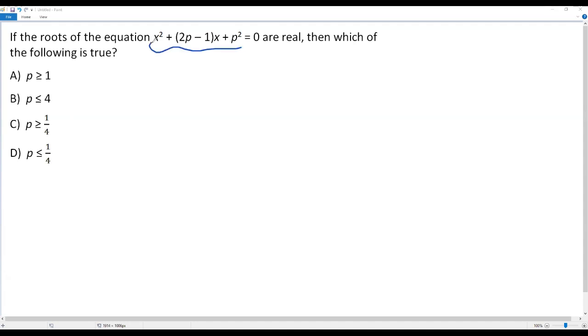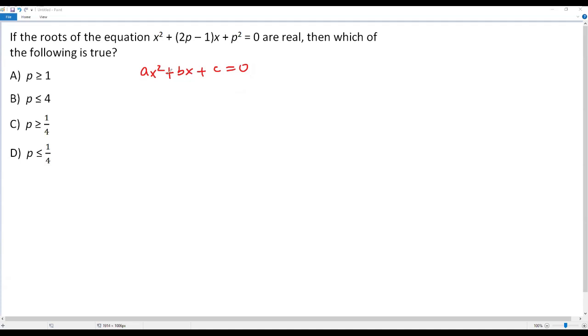Okay, here we have a quadratic equation and the question says the two roots of this quadratic equation are real. Then we have to find the one which is true among the given answer choices. Now let me consider a quadratic equation in standard form, that is ax² + bx + c = 0. Actually, we consider this quadratic equation in standard form because we have all the terms on one side of the equation, and on the other side we have 0.